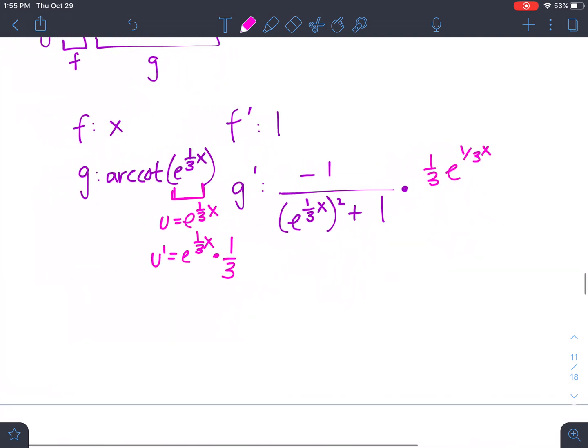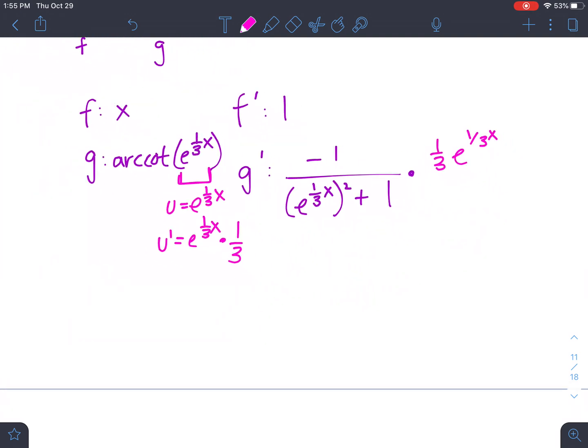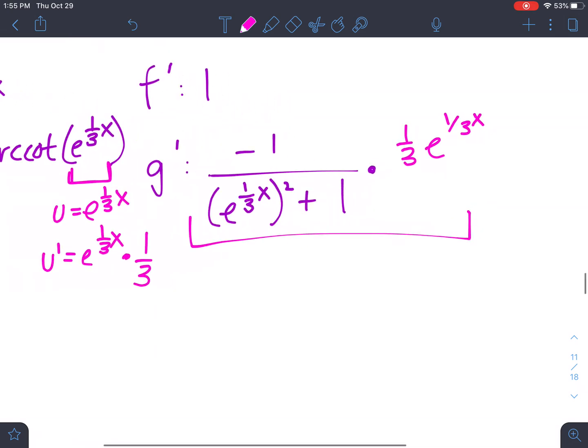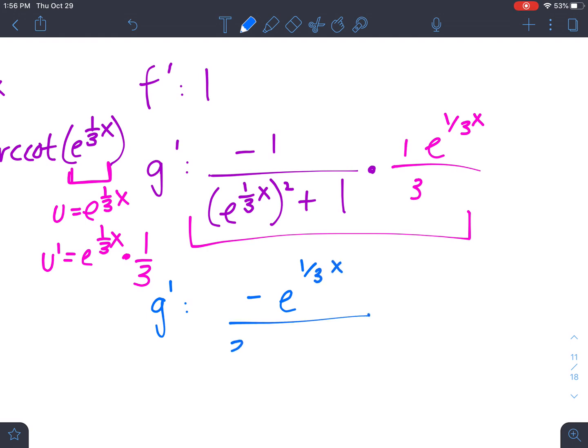All right, so maybe simplify this a little bit. This whole thing together would be, let's see, this 3, you could have written like 1/3, so it's going to be in the denominator. We've got negative, so g prime, I'll write this final one in blue. G prime is negative e to the 1/3 x divided by 3 times, so I'm just moving this 3 to the front. E to the 1/3 x squared would be, if we have exponent times exponent, we just multiply, so it'd be e to the 2/3 x plus 1.